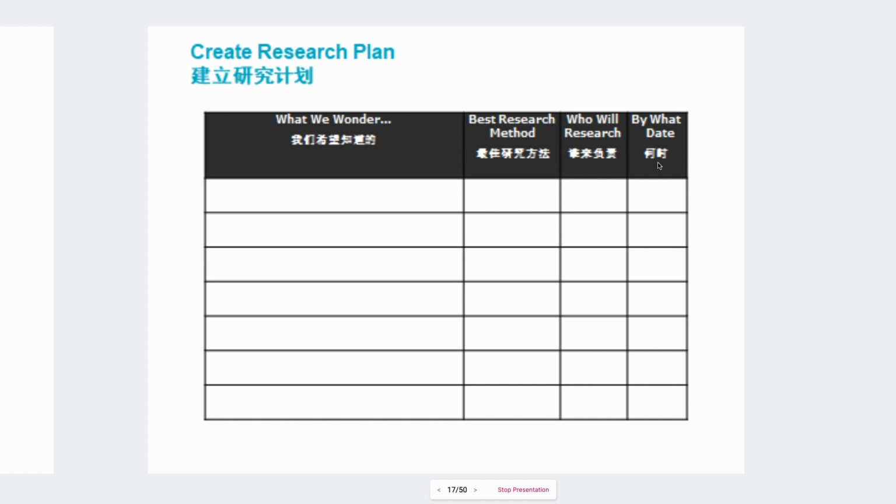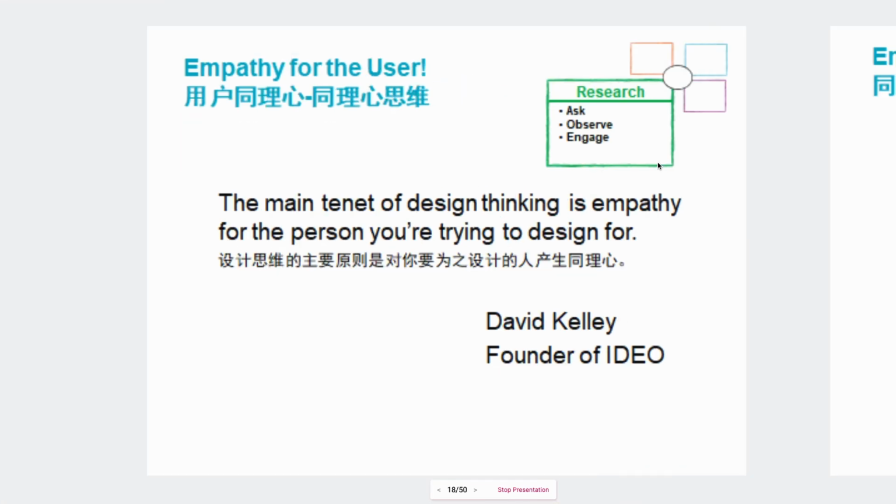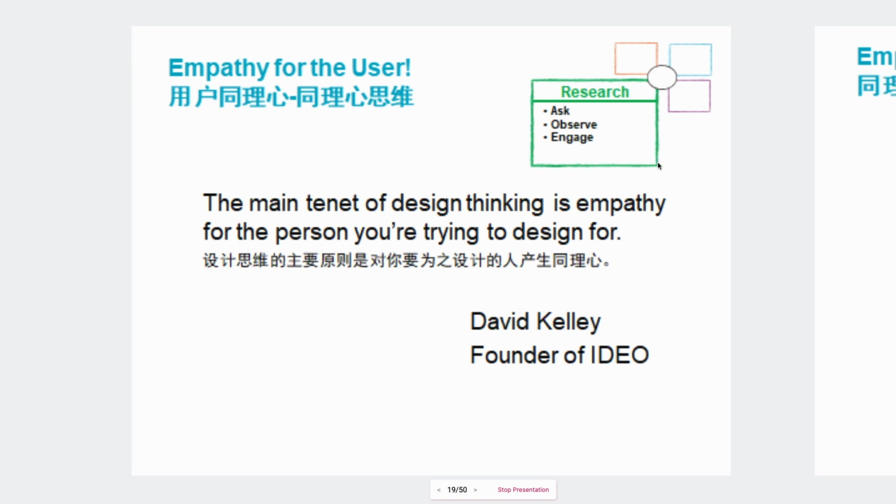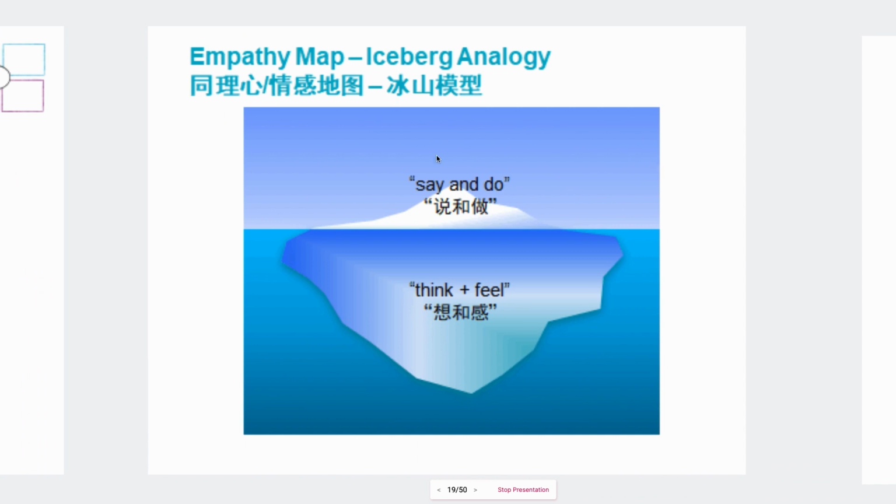As David Kelley said, the main tenet of design thinking is empathy for the person you are trying to design for. Okay, so here you can see we have the empathy map. The empathy map has four parts. The first part is, when you do the interview, you need to write down what our user says. Then you write down what the user does.